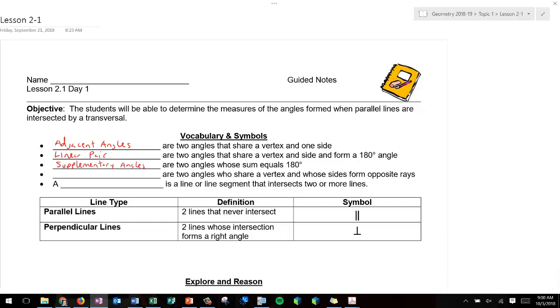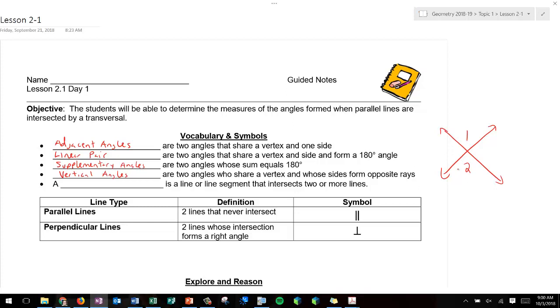When we had two angles that shared only a vertex, and the textbook definition is whose sides form opposite rays, we called those vertical angles. And those looked something like this. If I had my two lines intersecting, angles 1 and 2 would be considered vertical angles because their sides form opposite rays.